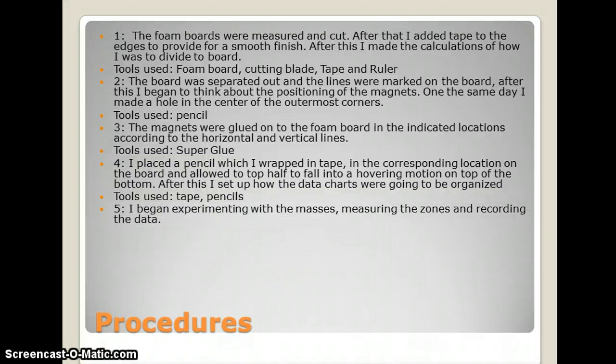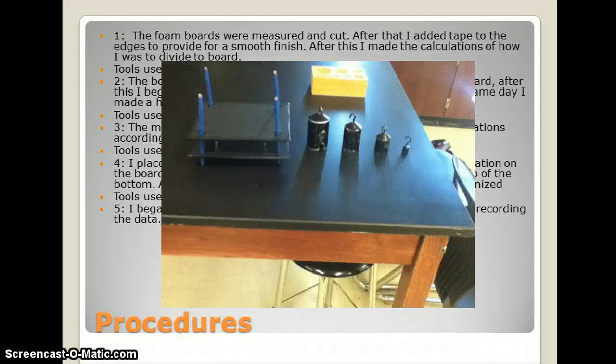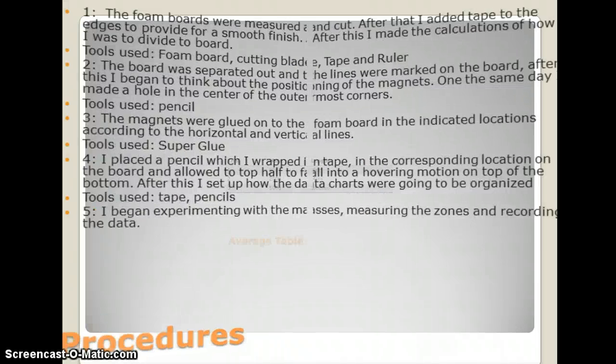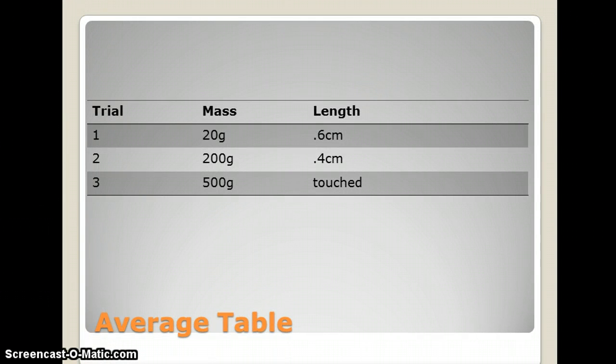Step number 5. I began experimenting with the masses, measuring the zones, and recording the data. The average of the data I have taken is in the chart above. For child number 1, with a mass of 20 grams, the average zone of repulsion was 0.6 centimeters. For child number 2, with a 200-gram mass, the average length was 0.4 centimeters.